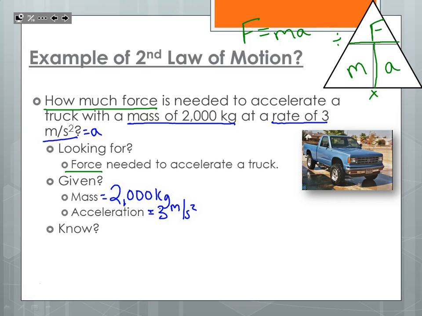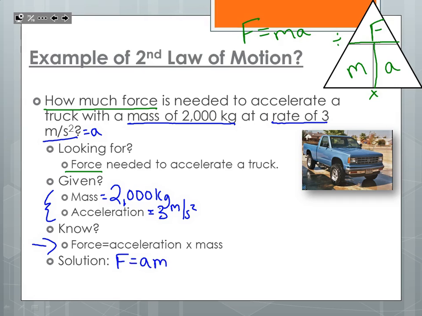And so what do we know? We've got to remember, if we're looking for force, which equation are we going to use? Force equals acceleration times mass, or F equals A times M, or M times A. So now I'm going to solve using this equation and these variables. F equals A times M, where A is 3 meters per second squared, and M is 2,000 kilograms.